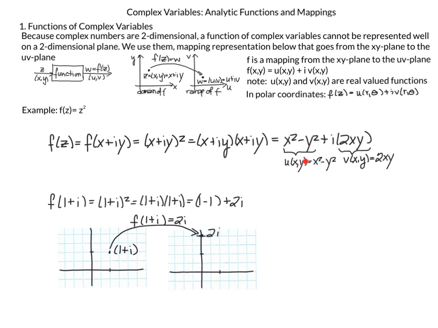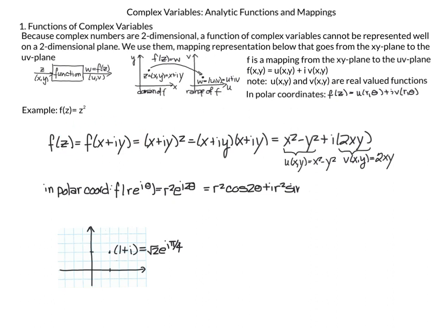And again, my function u of xy is equal to x squared minus y squared. And you see that this u gives us 0 in this case, because x and y are both equal to 1. You see here that v, our imaginary portion, is 2 times xy, which is just 2, and that gives us our coordinate in this uv plane. So over here we had used the example of looking at f of z, where z is equal to 1 plus i. So let's do this again in polar coordinates.